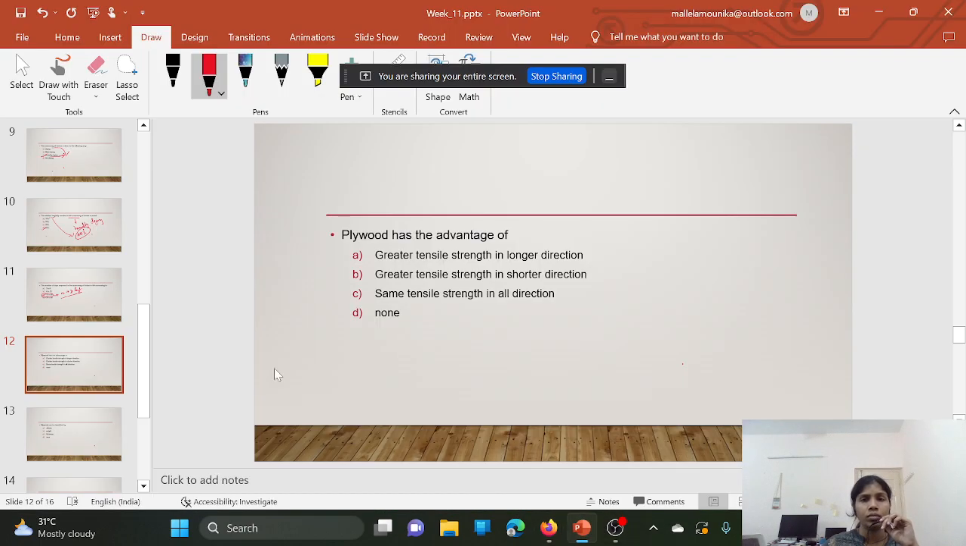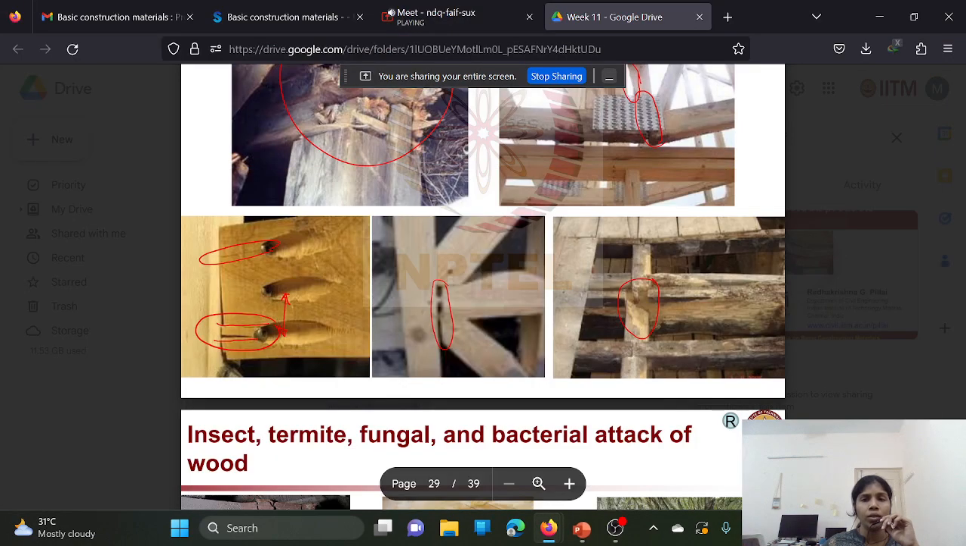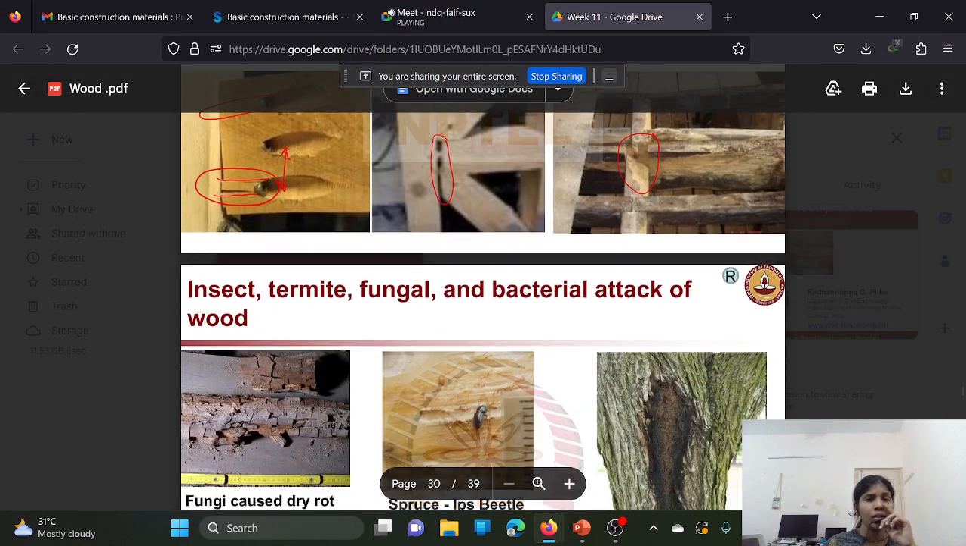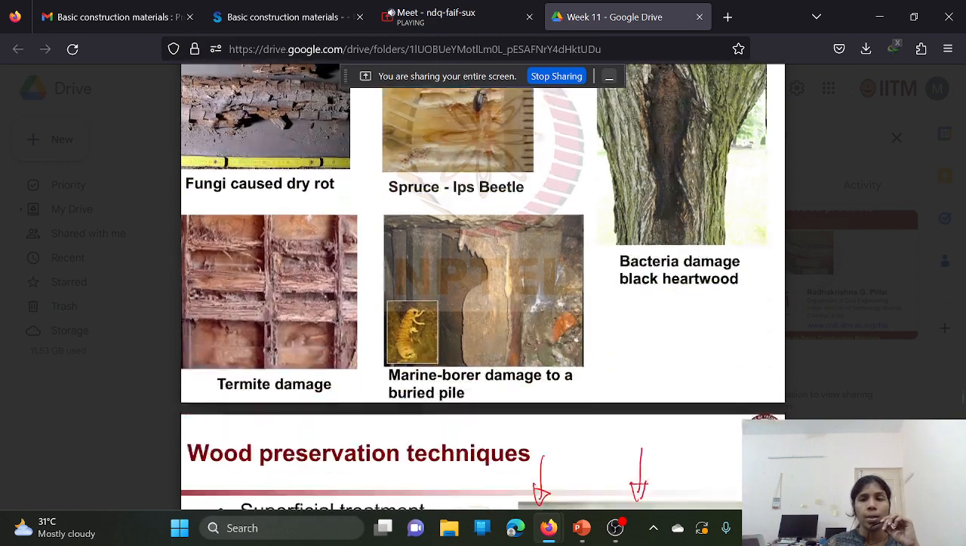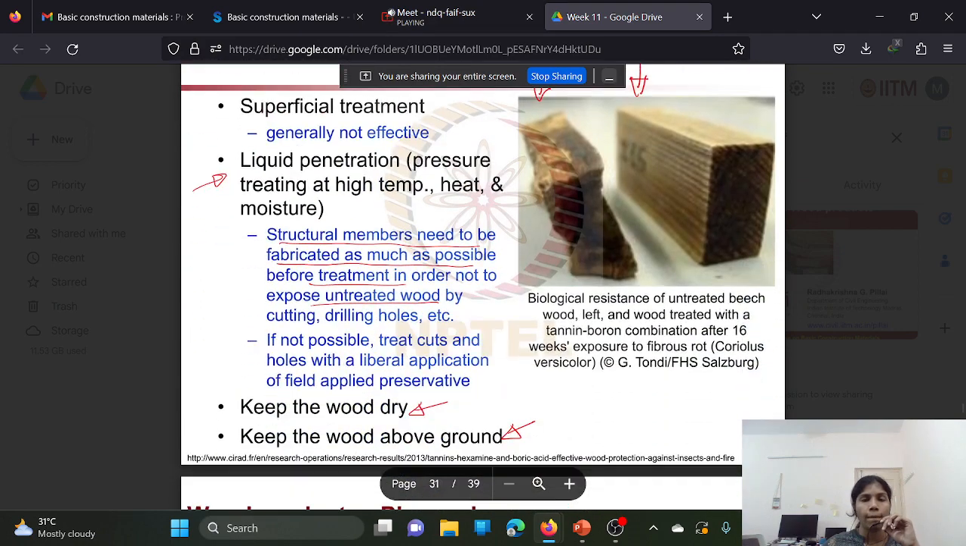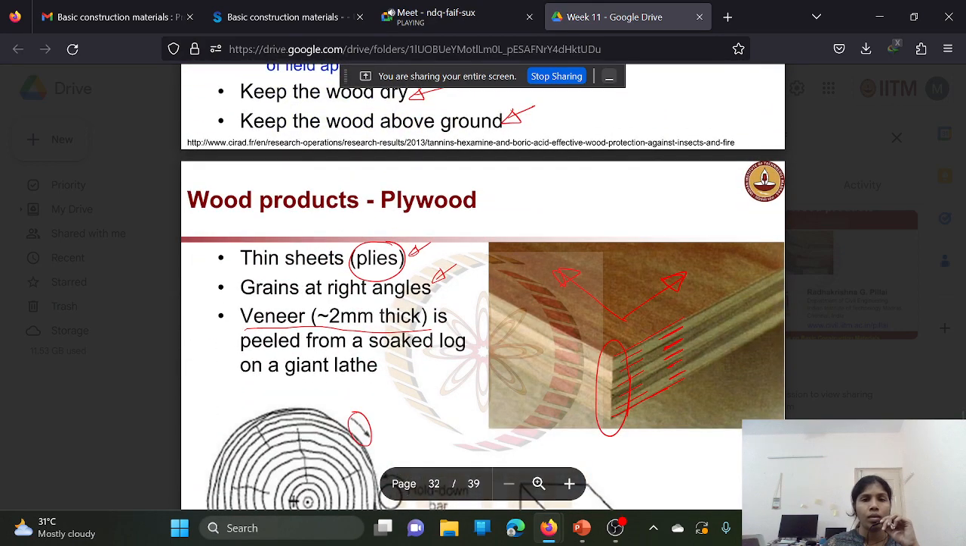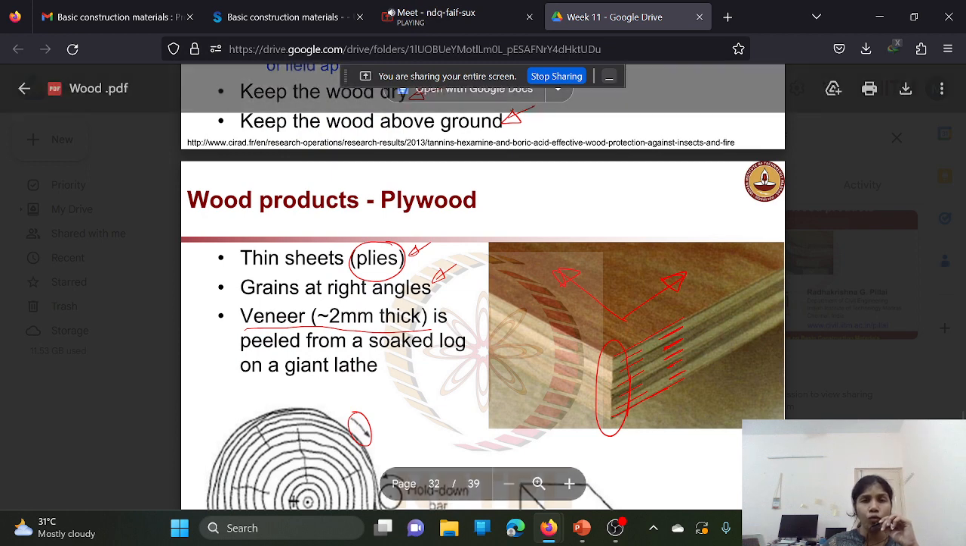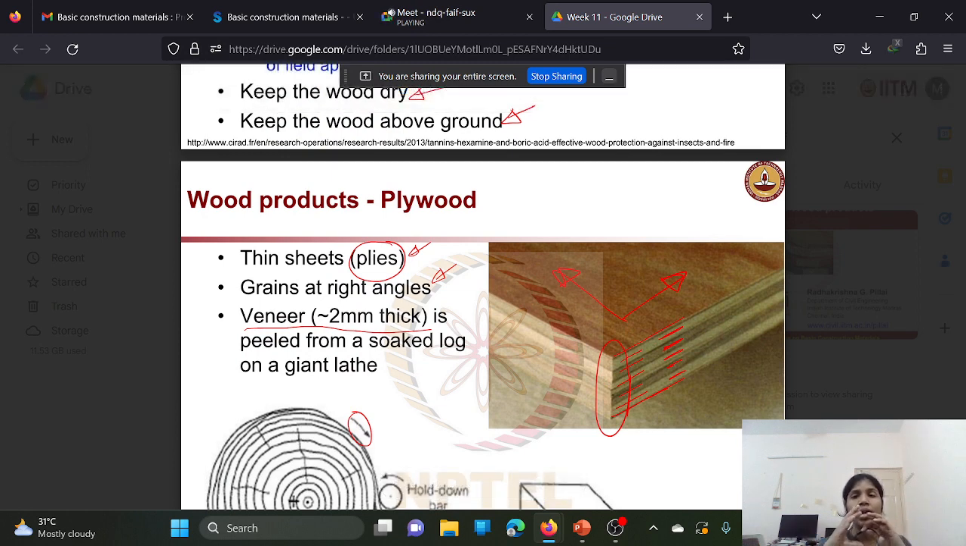Coming to plywood, as I said, it is one of the byproducts. Thin sheets of wood will be piled together, and they will be stuck together.